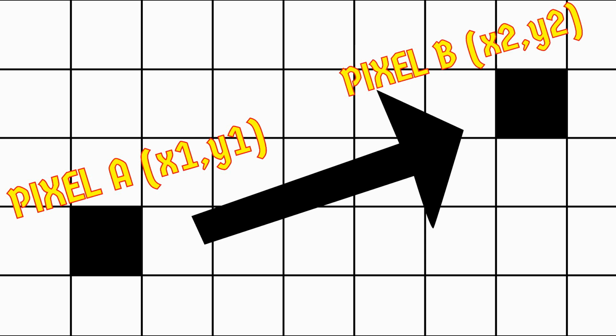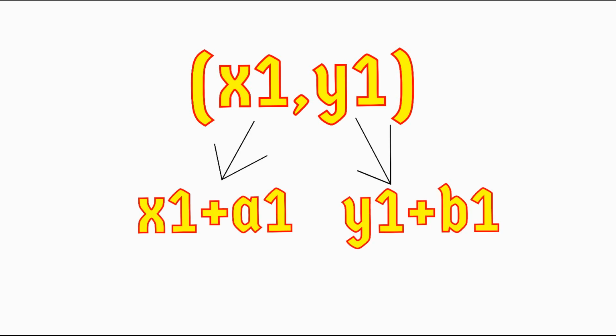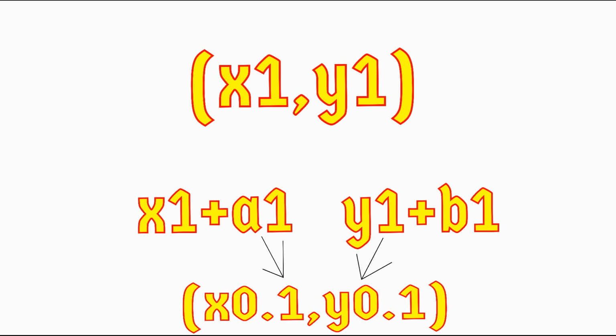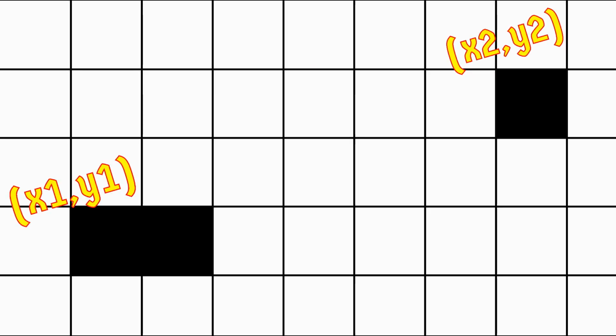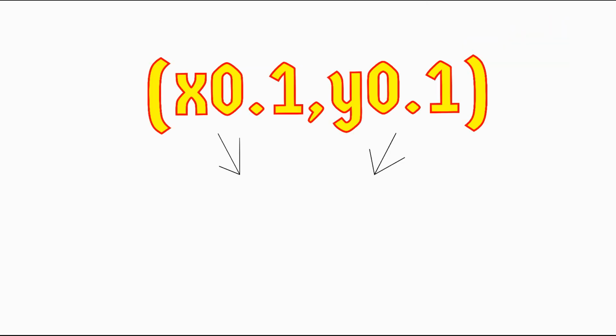So what this algorithm does is as simple as this. It takes x1 and y1, adds some number to x1 and y1, let's say a1 and b1, and by doing that what we get is a new coordinate. And let's call this coordinate x0.1, y0.1. We mark this coordinate on the pixel grid and this pixel takes us one step closer to x2, y2.